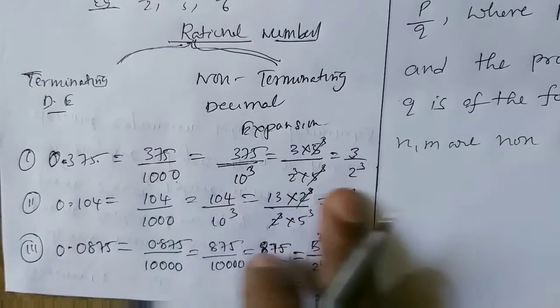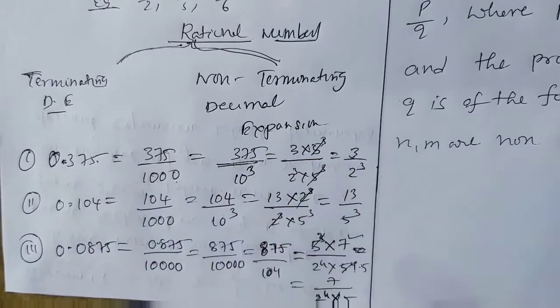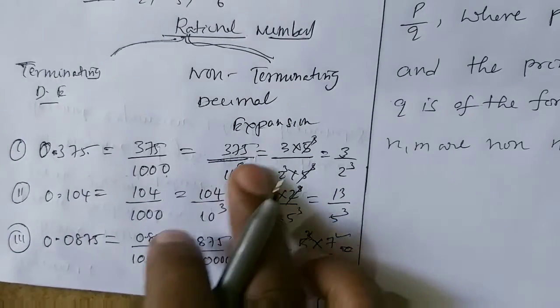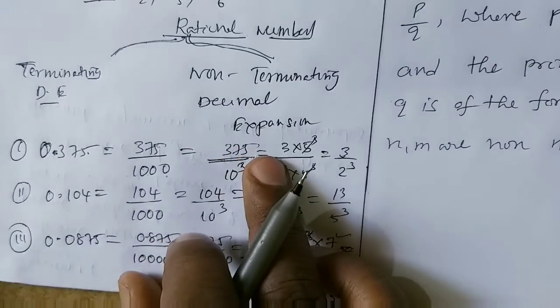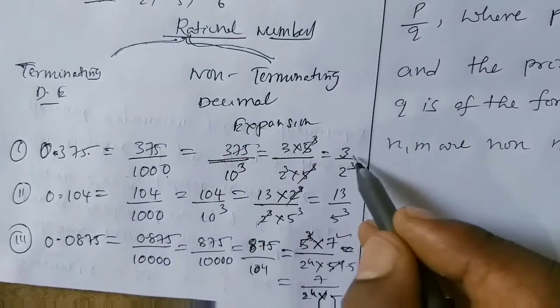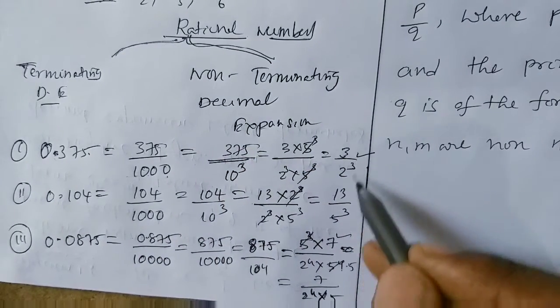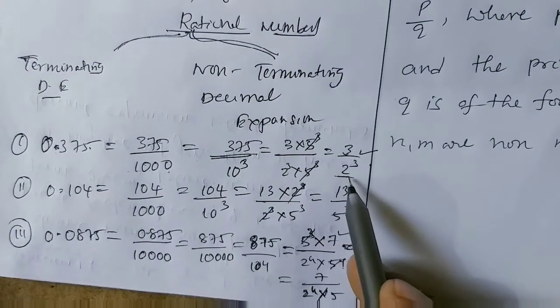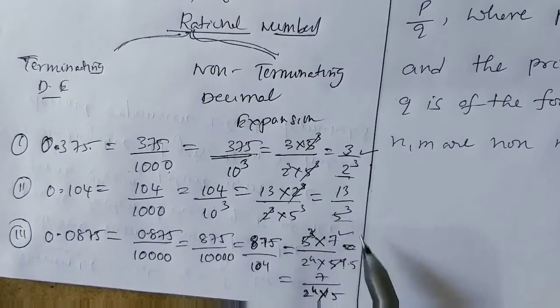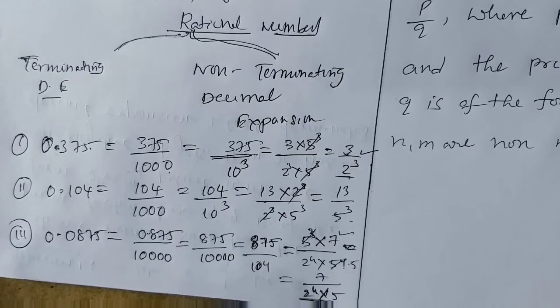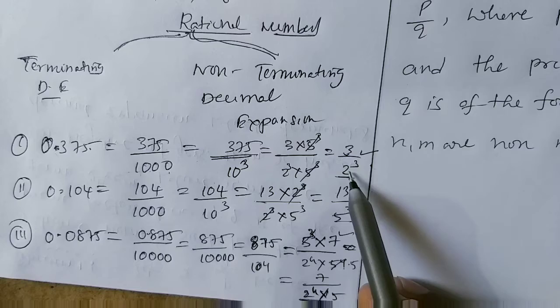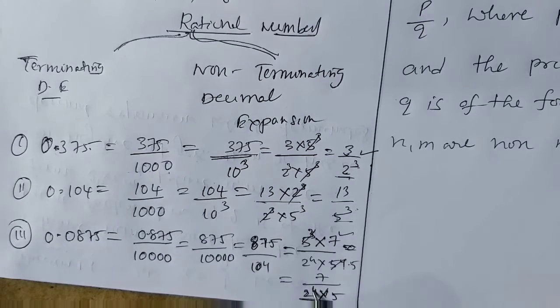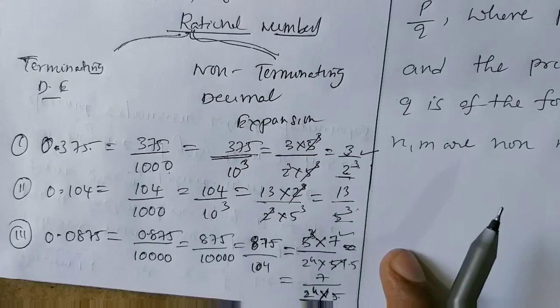Next we have converted these numbers into the simplest form. That means P comma Q in the P by Q form are co-primes. Again you see the denominators: here 2 cube, here 5 cube, here 2 power 4 into 5. So what do you observe? In the denominator we can see either 2 power, or 5 power, or 2 power into 5 power. This is one more property we observe.